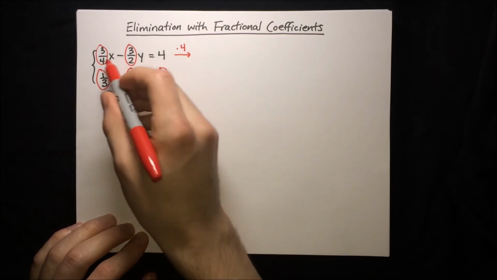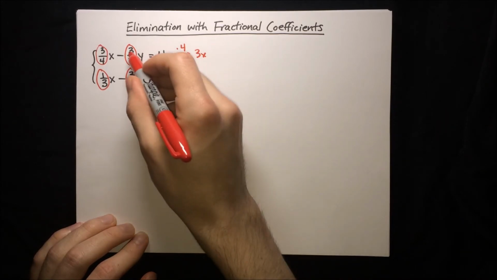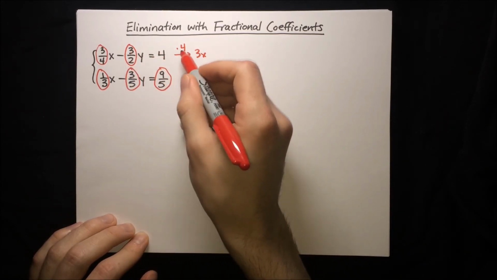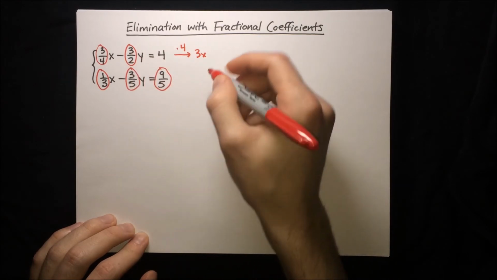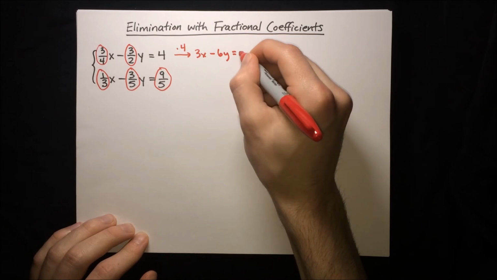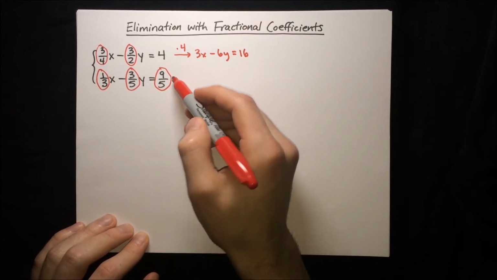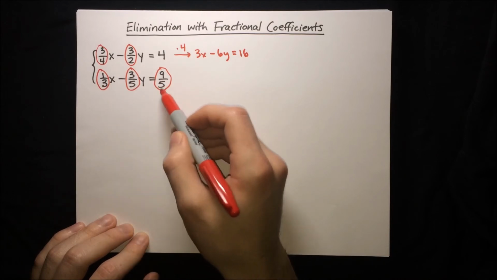And 4 times 3/4, we just have 3x. And then 4 times 3/2, well, that's like 12 over 2, which is just 6. So 3x minus 6y equals 16. Okay, that wasn't too bad. So let's look at our bottom equation, and let's do the same thing.